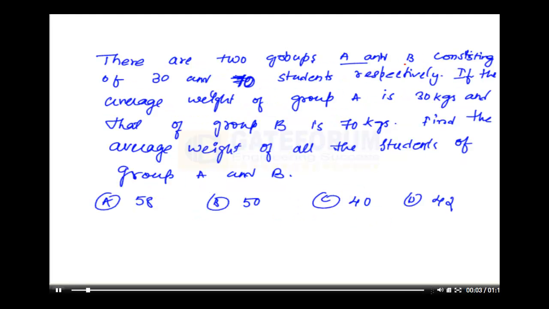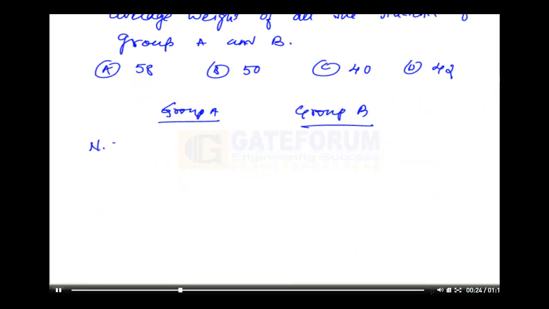B. A contains 30 students whereas B contains 70 students. Now the average weight of group A is given as 30 kgs whereas B is 70 kgs. Now we have to find the overall average weight of the students. Now let us look into the problem. Group A and group B. Number of students: group A has 30 students whereas group B has 70 students. The average weight of group A is 30 whereas group B is 70.